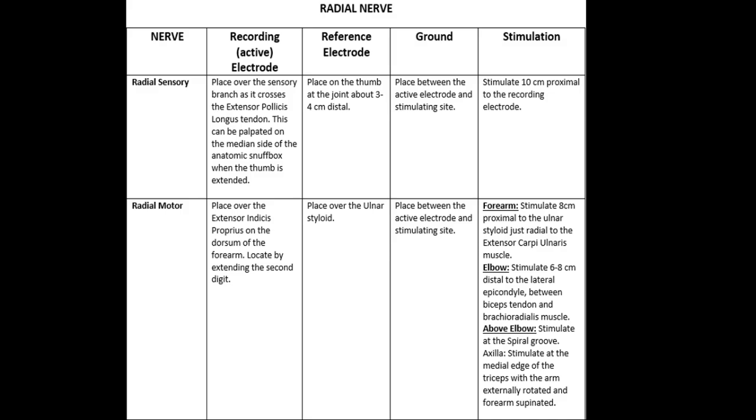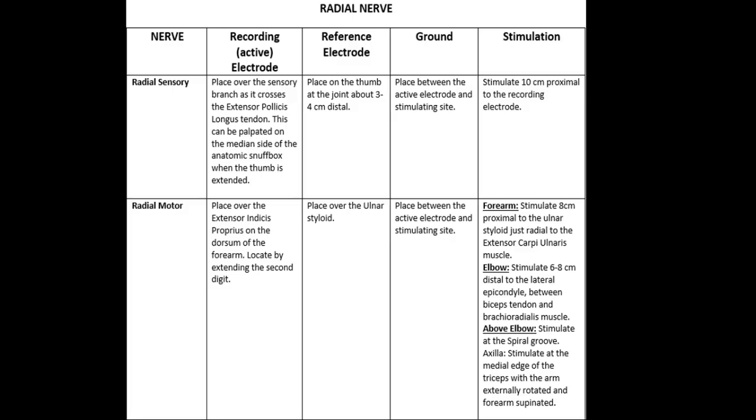For the radial motor, you're gonna place a recording electrode over the extensor indicis proprius muscle. So if you go 2 finger breadth above your ulnar styloid process and you try to move your index finger, you will feel the muscle. And you're gonna place your reference electrode on the ulnar styloid, and then you're gonna stimulate at the forearm, elbow, and above elbow. Forearm 8 centimeter proximal to the ulnar styloid, just radial to the extensor carpi ulnaris muscle.